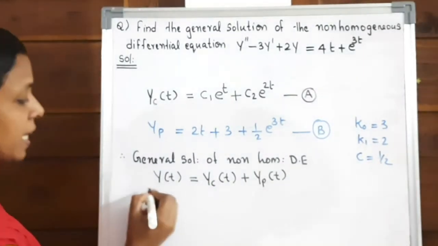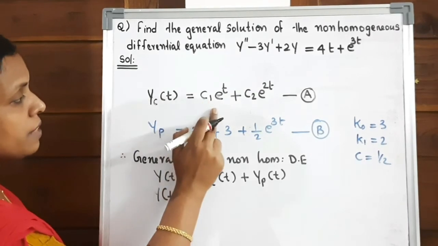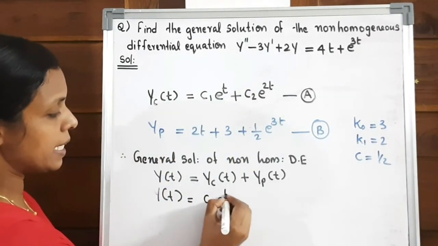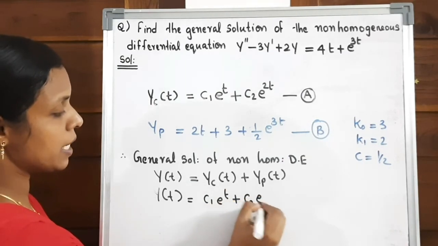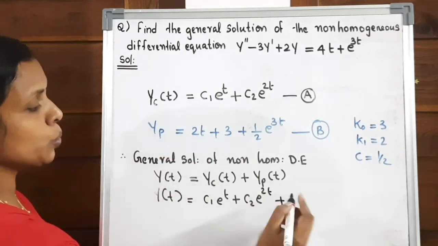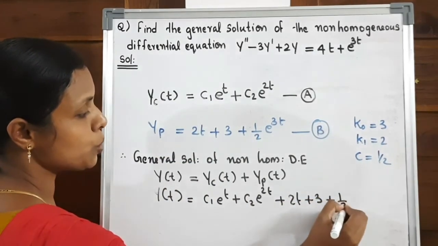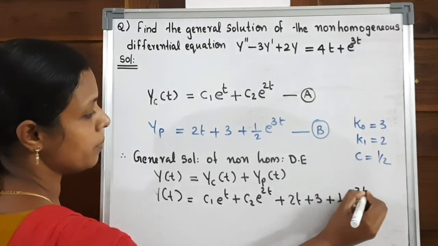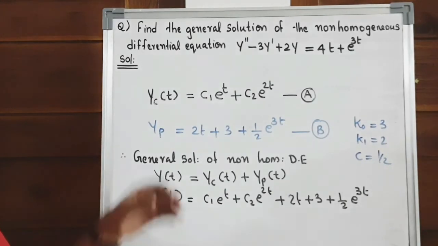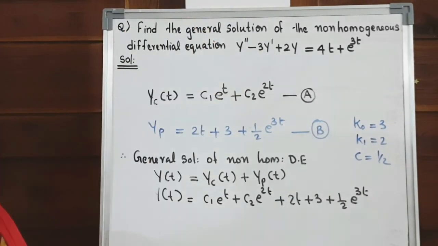Substitute the values. We get y of t is equal to c1 e raised to t plus c2 e raised to 2t, plus yp of t, which is 2t plus 3 plus 1 by 2 into e raised to 3t. This is the required general solution of the given non-homogeneous differential equation. Clear?